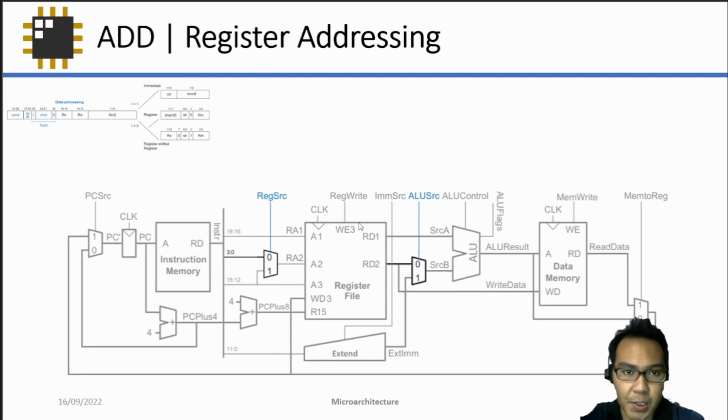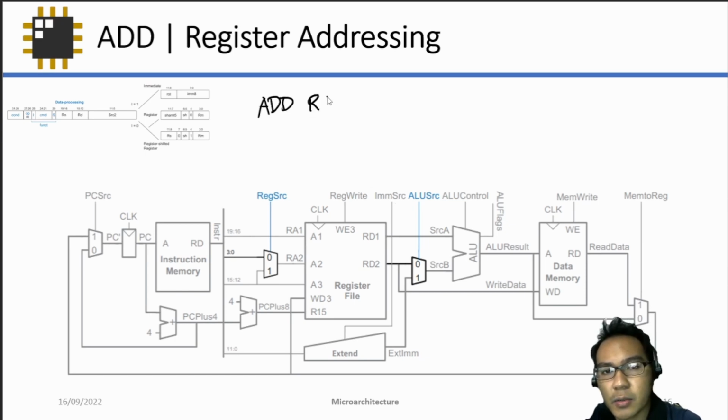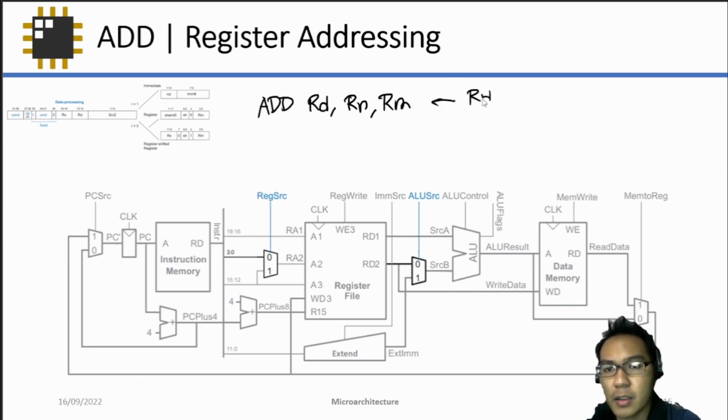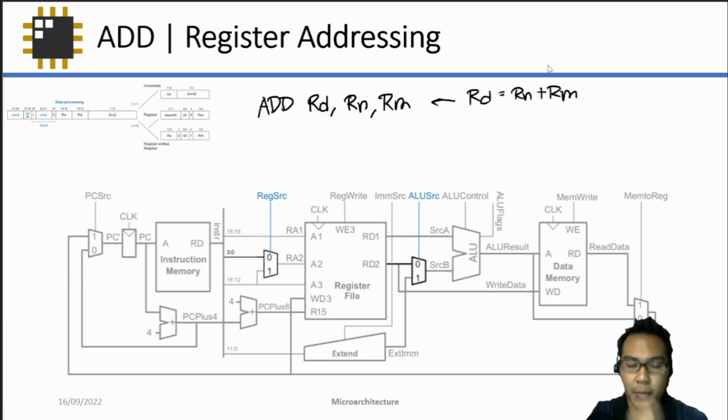Next we look at ADD with register addressing. So ADD is a data processing instruction. We're going to do RD, RN, and now let's call the next operand RM. So what this basically does is RD equals Rn plus Rm. For this one, first we fetch the instruction, put it here, lay it out.